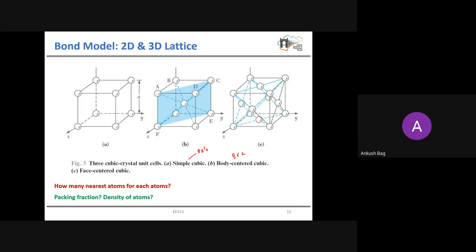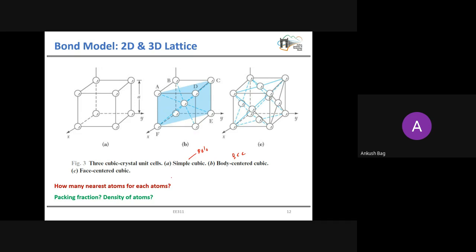There is nothing at the center. Only you have the 6 different atoms on the 6 faces of your cube. Then you will get this face-centered cubic. The materials, mostly the metals, that means gold, platinum, aluminum, have this FCC crystal. So crystalline aluminum or crystalline gold, if you see it at the atomic level, you will get this FCC crystal.